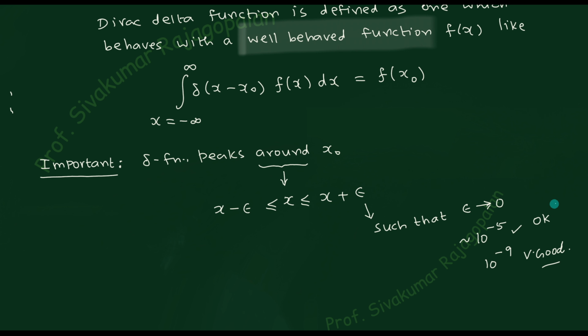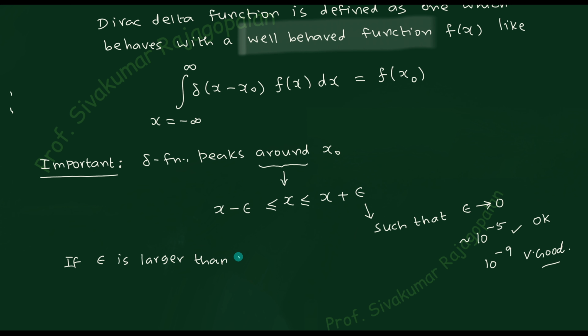Anyway, 0 is far away from 10 to the power of minus 5. 0 means 10 to the power minus infinity. 10 to the power minus infinity is 0. But 10 to the power of minus 5 is okay, and 10 to the power minus 9 is good. So, at least practically, these kinds of numbers are okay. You cannot have a number larger than that. So that is what I would like to say.